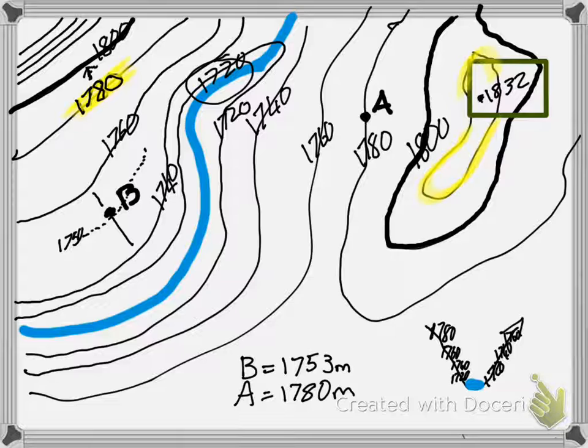So if you think about 1832, the highest point, one lower, what will be one lower of the contour lines? That will be 1820. Okay, good. And now we go down again, 1800, the thick one, good. And then A would have been 1780. So that's the other way of getting to A. Okay, great, guys. So now we have A and B, and I hope you got the same answers as me.